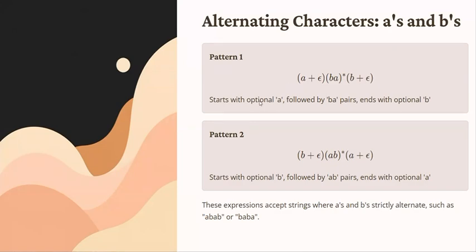The string starts with optional A followed by BA pattern and ends with optional B. In pattern 2, the string starts with optional B followed by AB pairs and ends with optional A. These expressions accept the strings where A's and B's strictly alternate, such as ABAB or BABA.